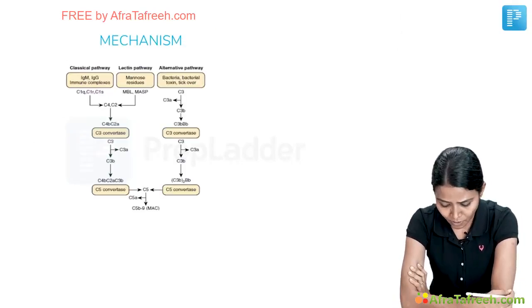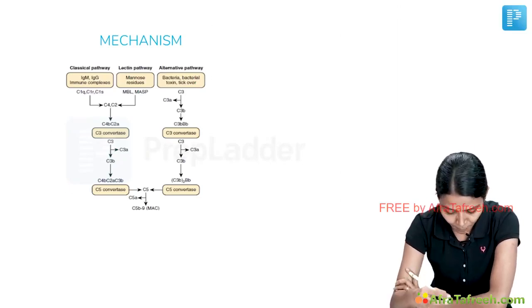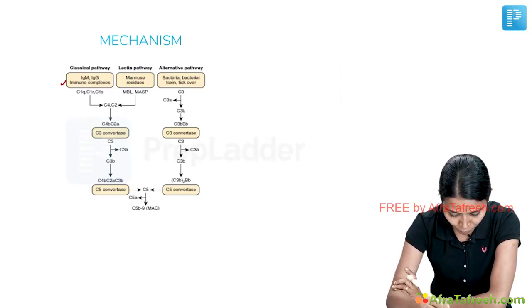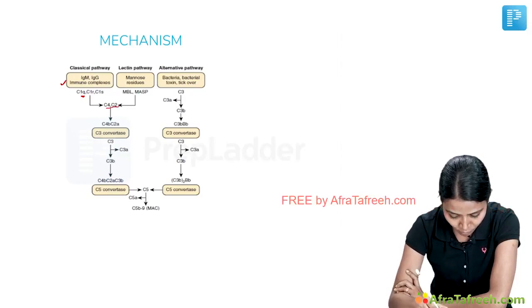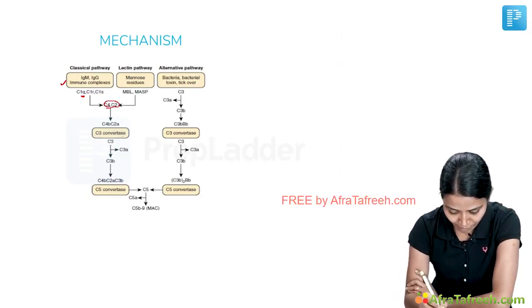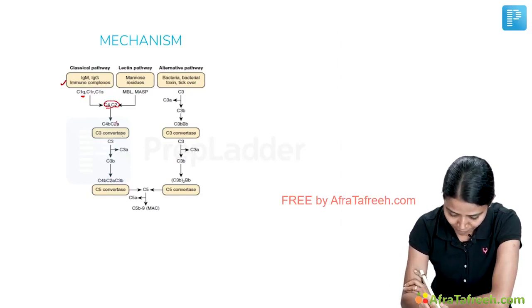Now, if you see this chart, it is just a revision of the mechanism that we already discussed. Classical pathway, there is requirement of formation of immune complex. C1q is the one which goes and recognizes this. So, this acts on C4 and C2, forming C3 convertase, which is C4b and C2b.